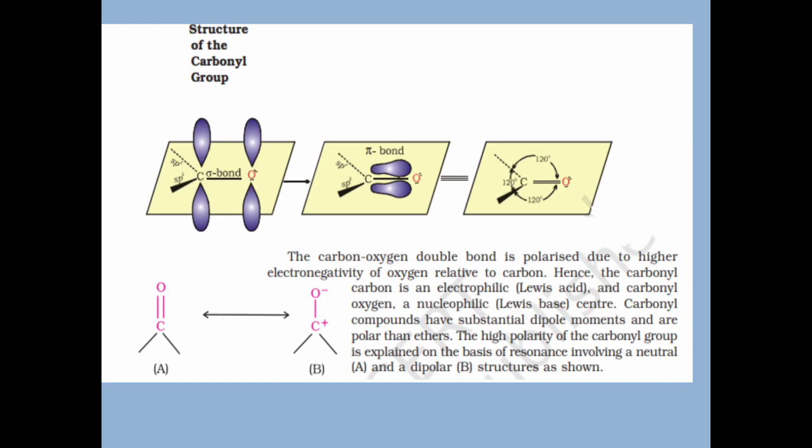This is the structure of the carbonyl group. Here the carbon is sp2 hybridized, having a sigma bond and a pi bond in the C=O bond. The pi bond can be represented like this. The mesomeric structures suggest that the carbon atom in the carbonyl group is electrophilic, and the oxygen is nucleophilic. So nucleophilic addition reactions will occur in this C=O group.